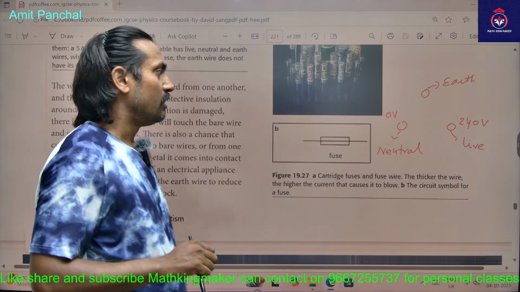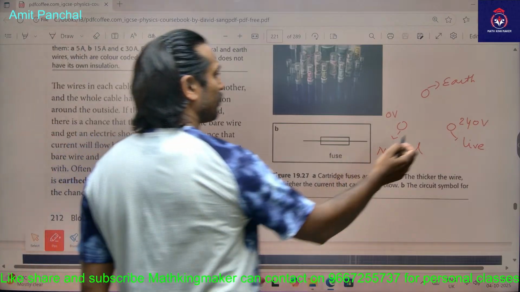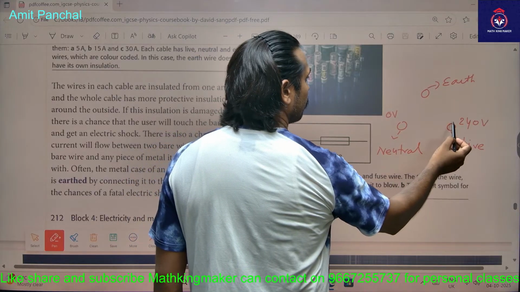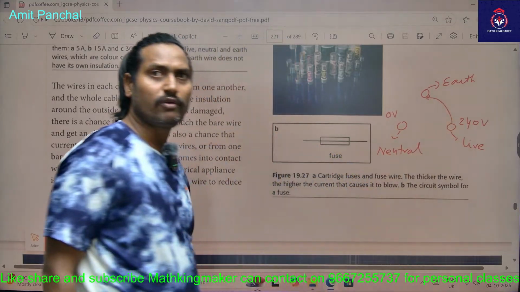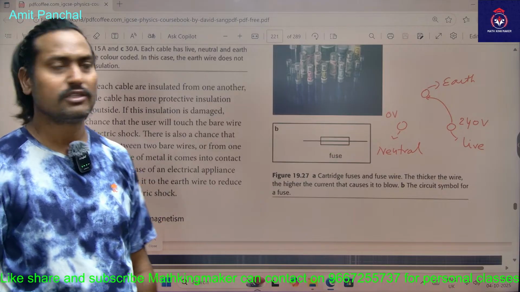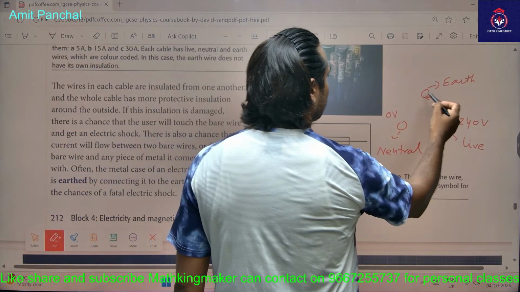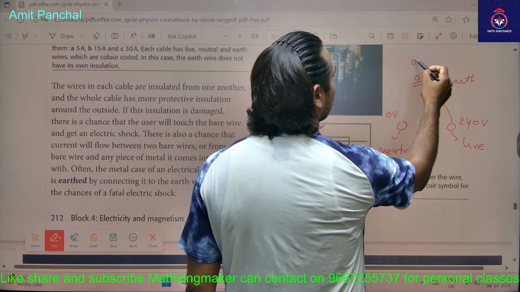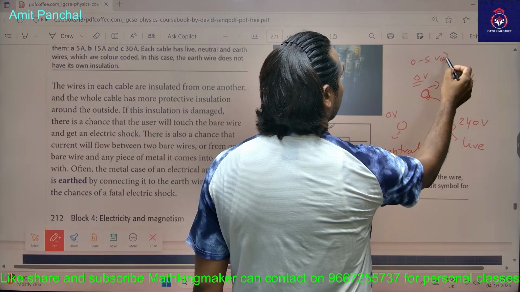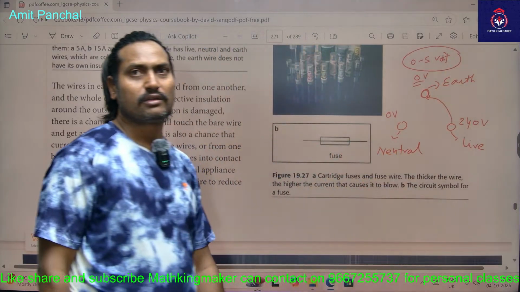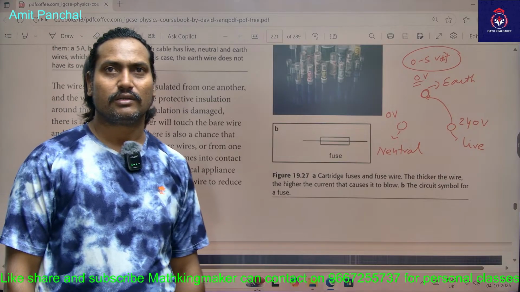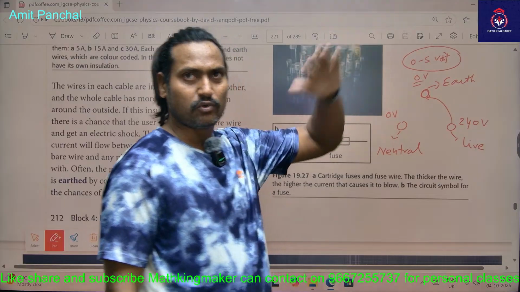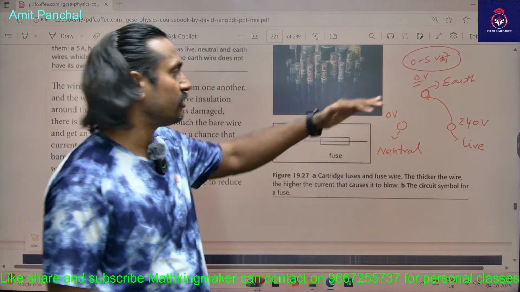So let us say this live wire somewhere touches the earth. So what will happen? Some of the current will get transferred. This earth is also at 0 volt. Ideally it is at 0 volt; it varies from 0 to 5 volt. And what is earth? It touches the ground. That is basically connected to the ground. Got my point? How it is connected to the ground?